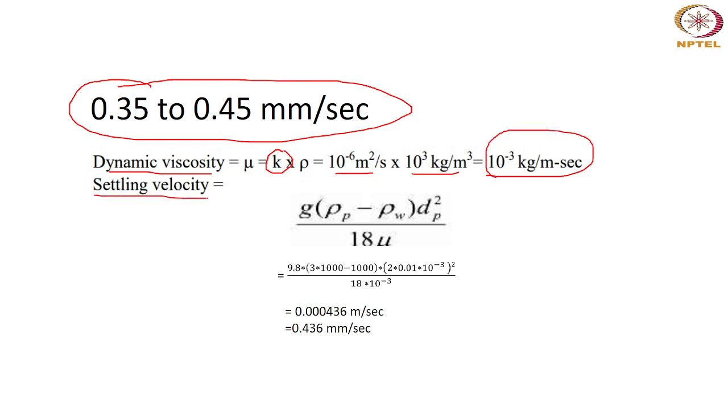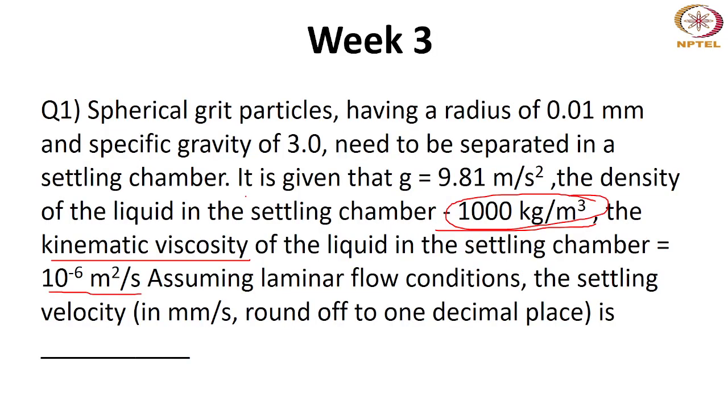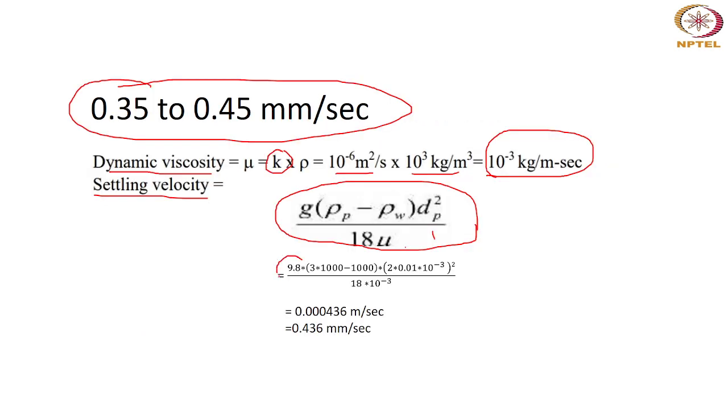Now we know the settling velocity formula for laminar flow. That is g multiplied by (rho P minus rho W) multiplied by dP square divided by 18 mu, right? This is my settling velocity formula for any particle in a liquid which is travelling in the laminar regime. So now you just have to put the values, nothing else. So g is given as 9.81 meter per second square. That's our usual value, 9.8, you can take.